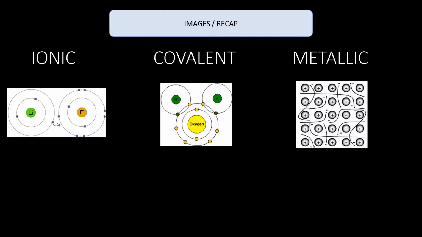Here are pictures of ionic, covalent, and metallic bonds. As you can see in our picture of the ionic bond, lithium is just transferring or giving an electron to fluorine. As you can see in the picture of the covalent bond, this is H2O, water, and the hydrogen and oxygen are sharing electrons, so they can have a full outer shell. And the metallic bond is this kind of sea of electrons. There are cations, positive charges, just floating around a sea of electrons.